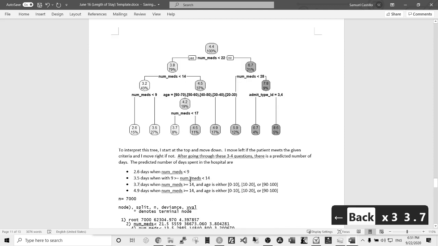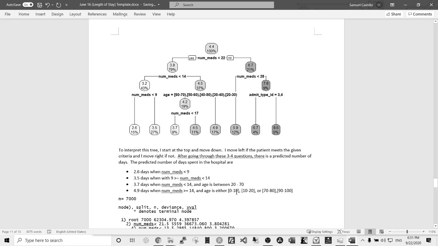Now I have to make this 3.7 node. This is when num meds is less than 14 and age is between 20 to 70. There's no 70 to 80. And you could even simplify these intervals further. I'm not using the right interval notation, I don't think. I can't remember if you use square brackets or round brackets. I'm just going to move on. If I have time, I'll fix that later.